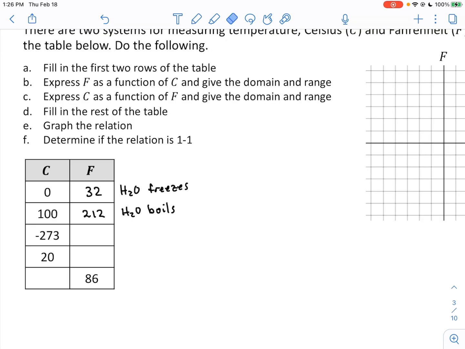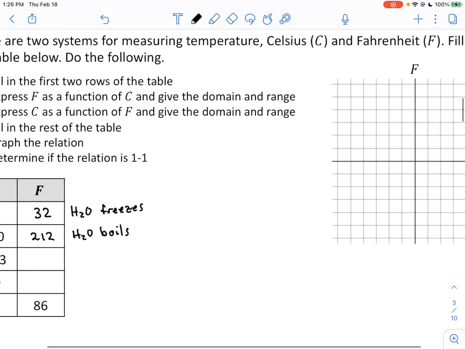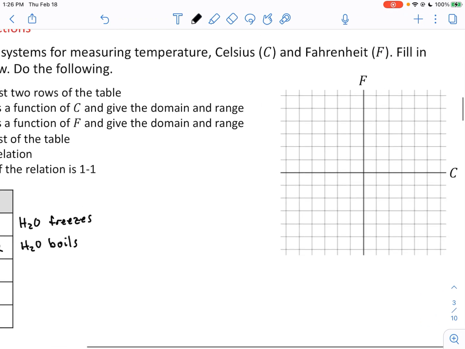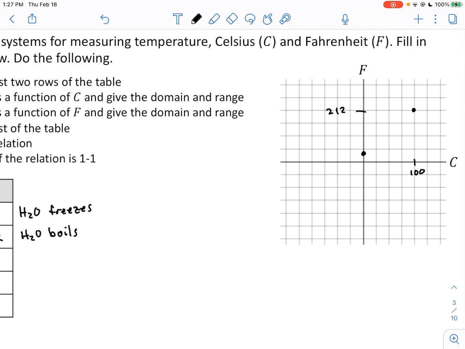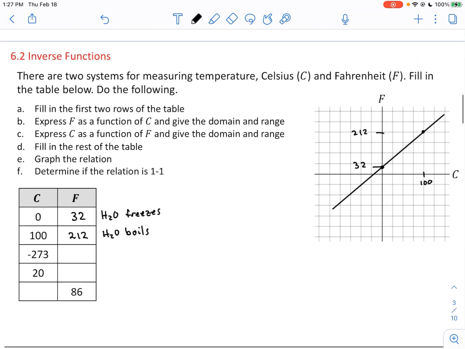Now we're going to express F as a function of C. Let's plot a few points here, 0, 32, and this doesn't have to be to scale. Let's say this is where Celsius is 100 and Fahrenheit we say is 212. We'll just say that's 212. The other point is 0, 32, so here somewhere. And then we have a line. The relationship between them is linear. So let's go ahead and figure out what the equation of this line is.